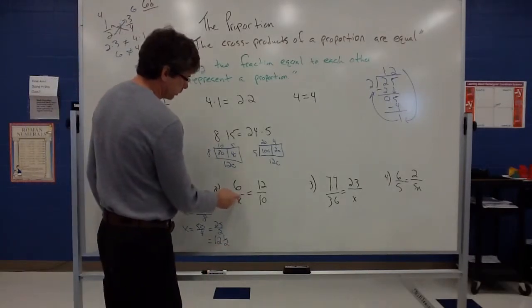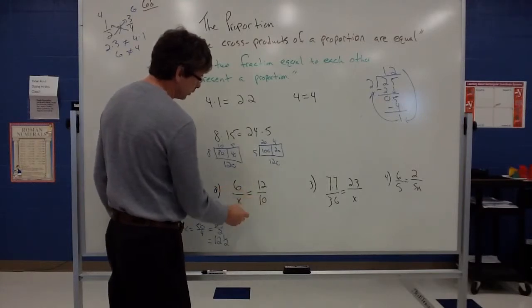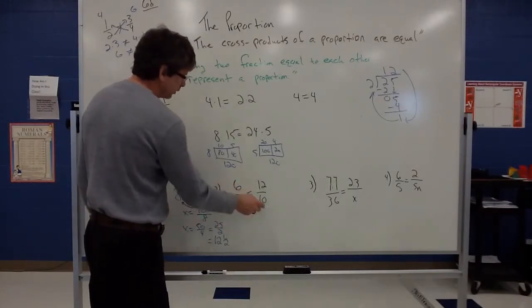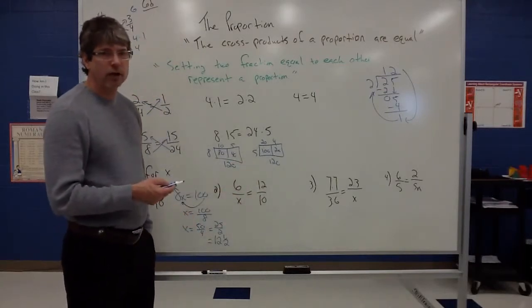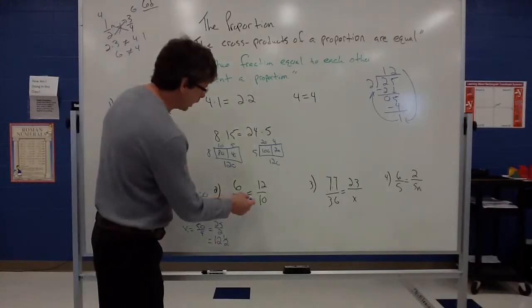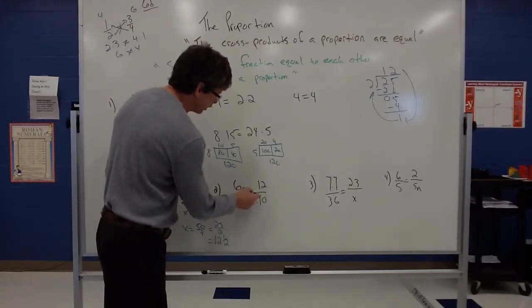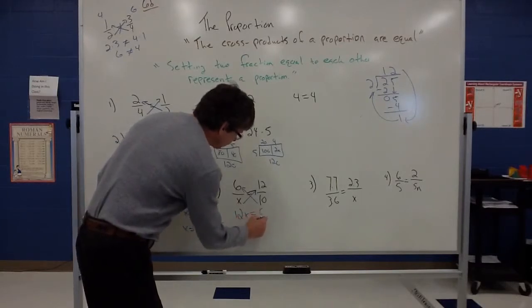So again, we're trying to figure out 12 times what number is the same thing as 6 times 10. Well, 6 times 10 is 60. What times 12 is 60? If you see 5 there, then you're done. x equals 5. If you cannot see that 5, we are allowed to cross multiply as a strategy. So we can say 12 times x has to equal 60.